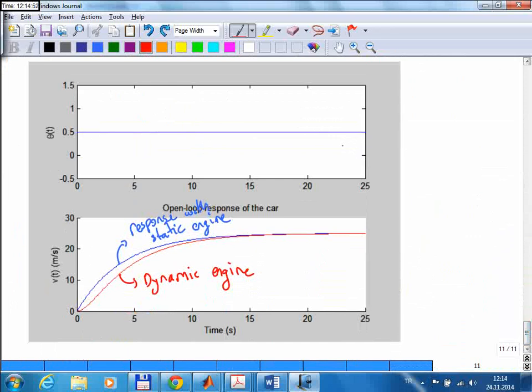So we see the direct effect of engine dynamics on the overall response. If we change, so the car takes more time to reach the same speed.